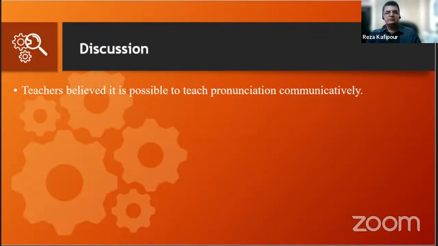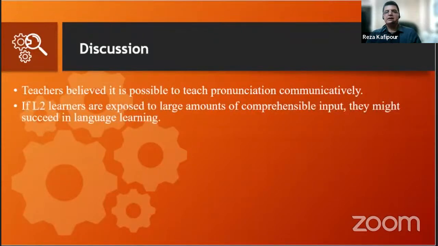In this study, one of the major findings that is against the available theories is this point, that teachers believe it is possible to teach pronunciation communicatively, while the hypothesis or the theories available said it is not possible, and there is a mismatch between teaching pronunciation and communicative teaching and learning.